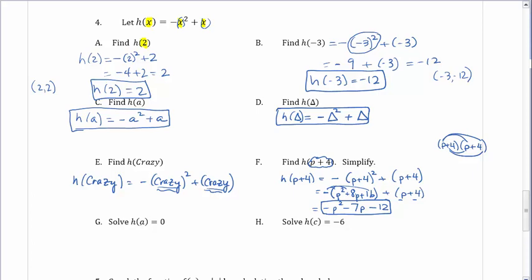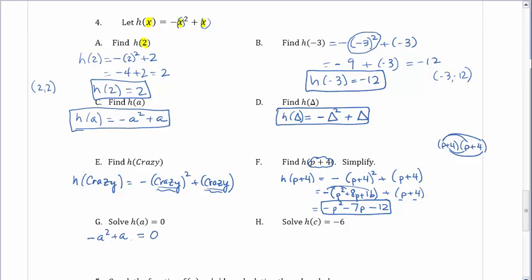There's two things I need to do here. First, I need to plug in the a where the x was. So that's negative a squared plus a. And I need to make that equal to 0. And when I'm asked to solve, that means tell me what a is actually equal to make this output of 0 happen. So I need to solve this using the techniques that we've already learned.